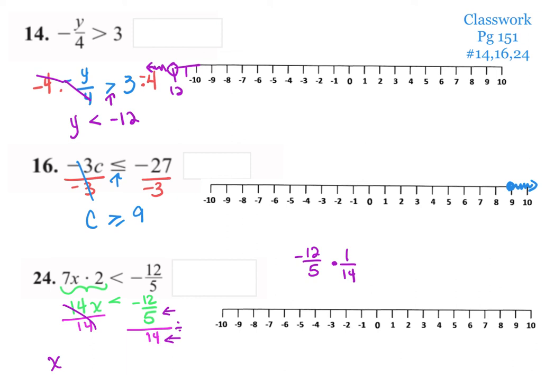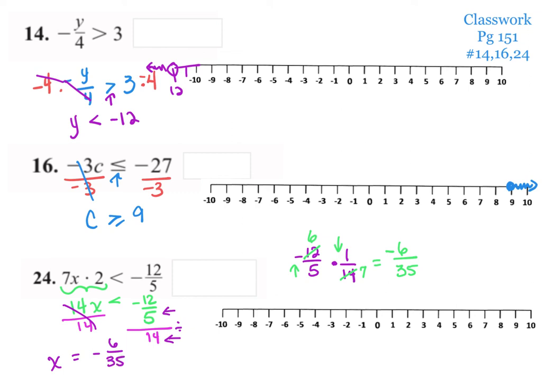Then I can cross cancel, right? 12 and 14 will cross cancel. What goes into both of those? 2. So 12 divided by 2 is 6. 14 divided by 2 is 7. Then you just multiply across. 6 times 1 is 6. 5 times 7 is 35. I had a negative times a positive, so my answer is negative here. So that's going to equal negative 6 over 35.